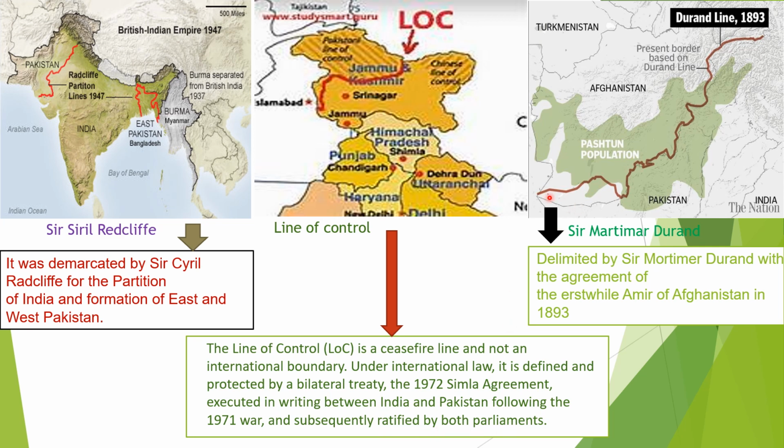and subsequently ratified by both parliaments. Then these lines are called the Durand Line. It was demarcated by Sir Mortimer Durand with the agreement of the Emir of Afghanistan in 1893. So these lines divide Pakistan and Afghanistan.